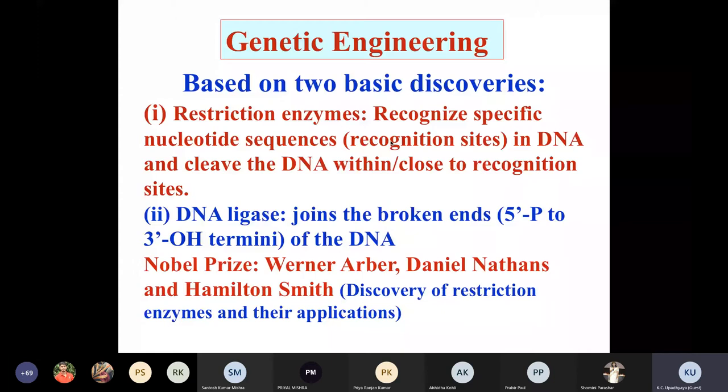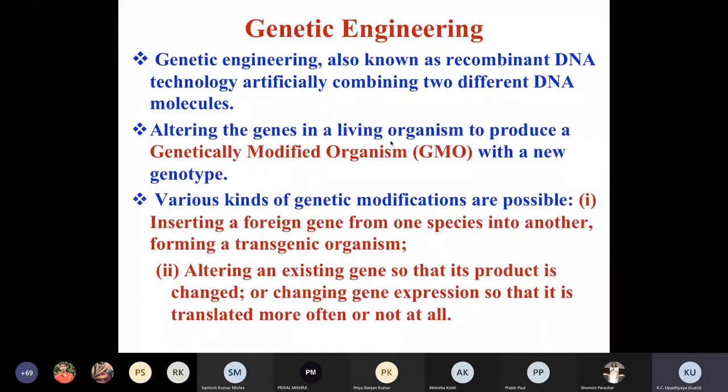This entire field of discovery led to what we call recombinant DNA technology, that is, combining two different DNA molecules. This has led to the production of genetically modified organisms: insertion of foreign genes from one species to another, or altering the existing genes so that the product is modified. A variety of things. You can isolate the genes and modify them, and that is, of course, genetic engineering.